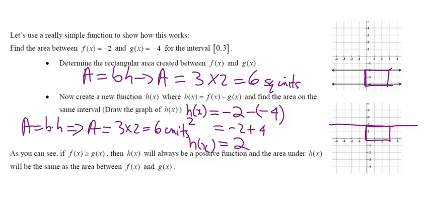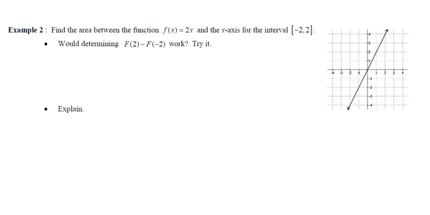Okay, that works. So now let's apply that. Find the area between f of x equals 2x and the x-axis for the interval negative 2 to 2. Well, it depends on your concept of area. So the question, would determining F of 2 minus F of negative 2 work? Okay, let's try that. So what's capital F of x?